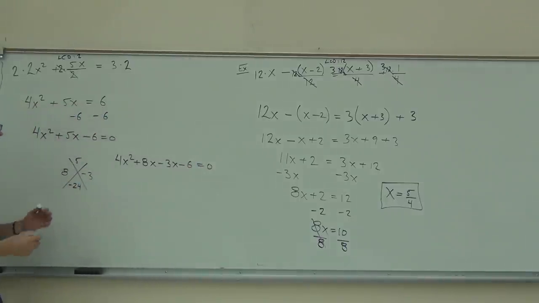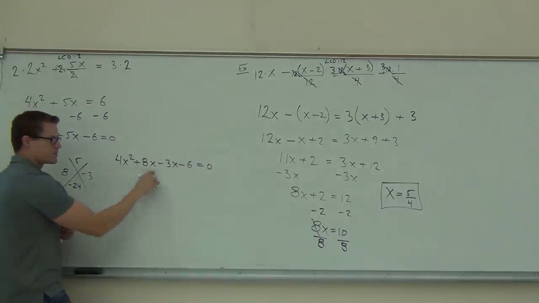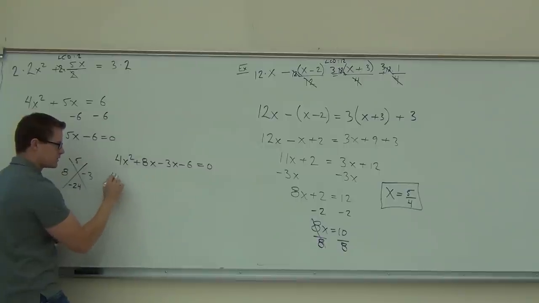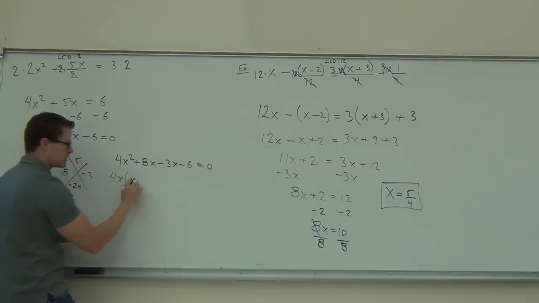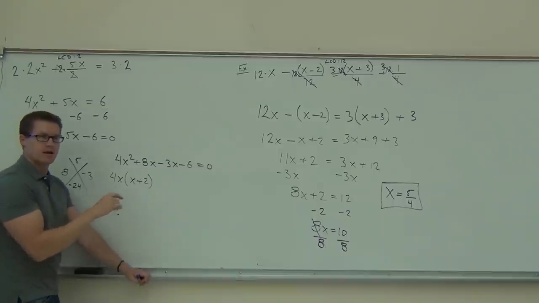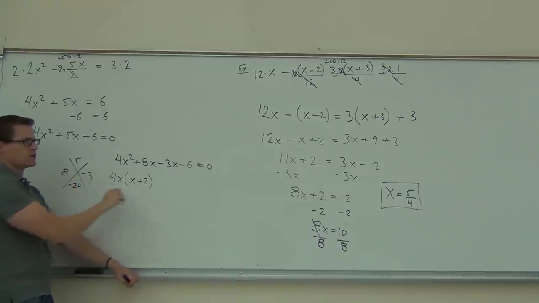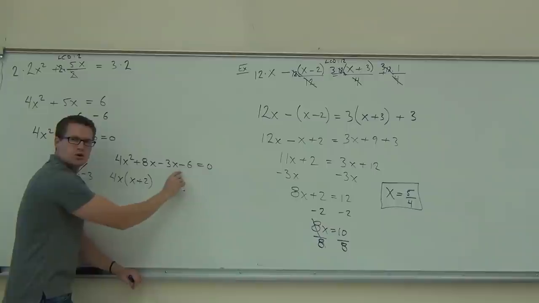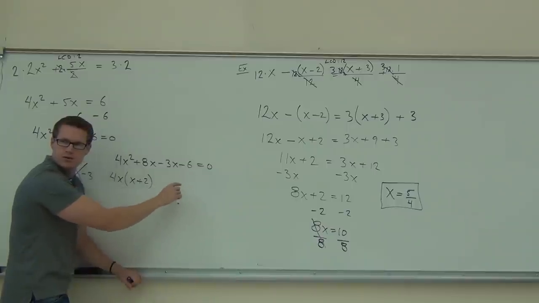We do this because we can factor by grouping now. We'll factor out what from here? 4x. Perfect. And we will get x plus 2. Now, and this is the reason why I wrote it in this order, what do you factor out of these 2 terms? A positive or a negative?